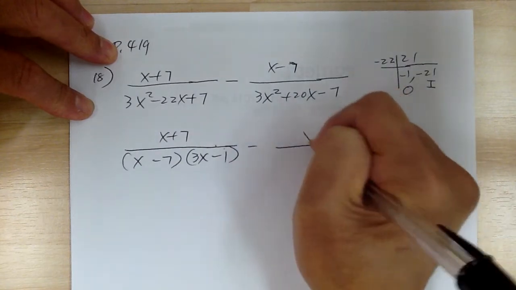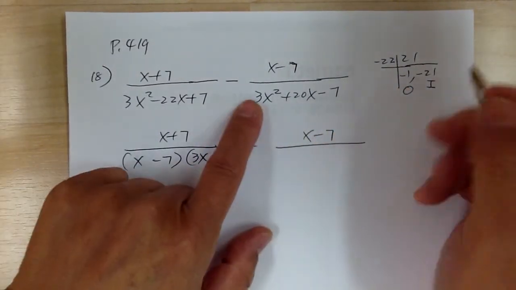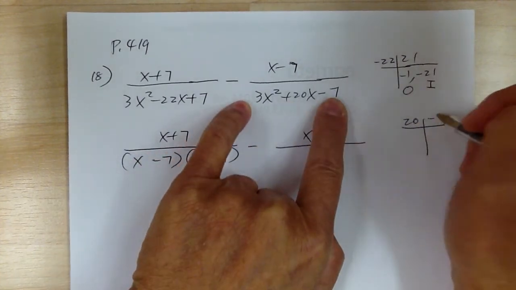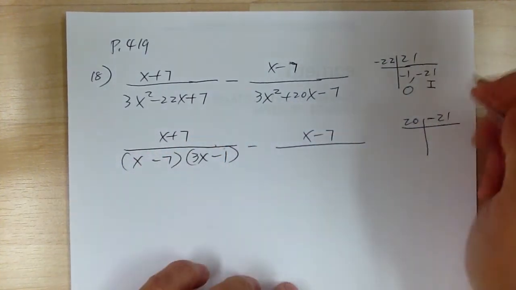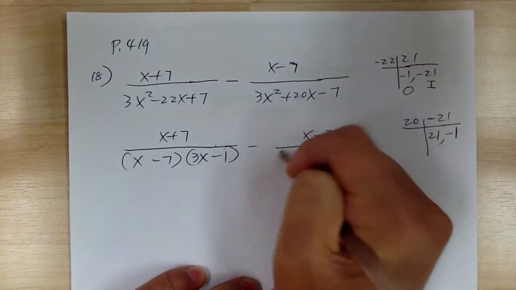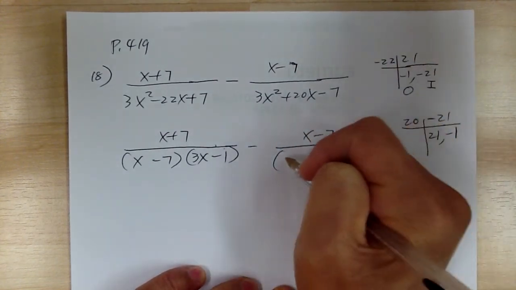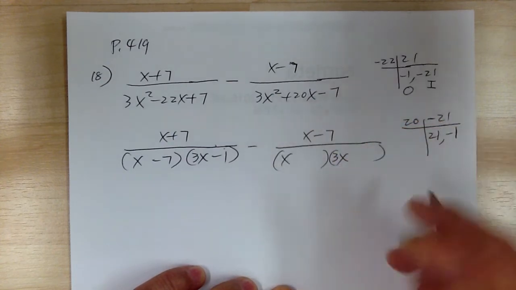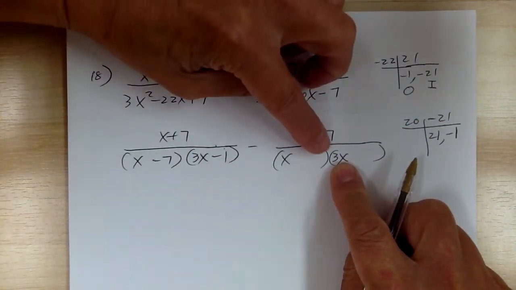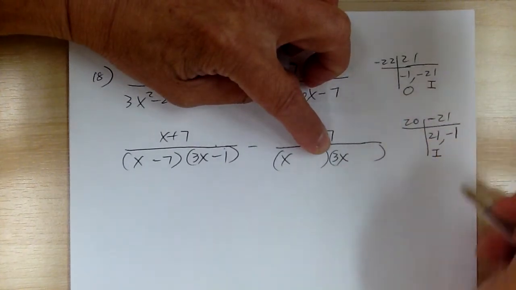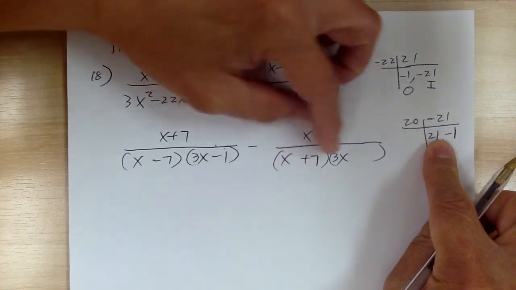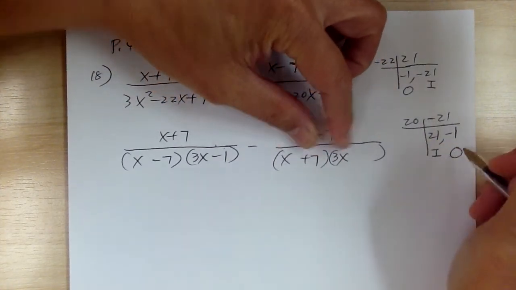Okay, now let's do the next one. Again, do the same thing. Your master product would be 20 and negative 21, so you need 21 comma negative 1. You need x and 3x to get a 3x squared, right? So this would be the inside. The inside would be 21, so it would be plus 7. 3 times 7 gives you 21, so this is the inside. And this is the outside.